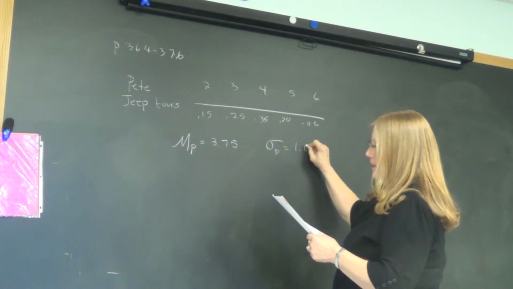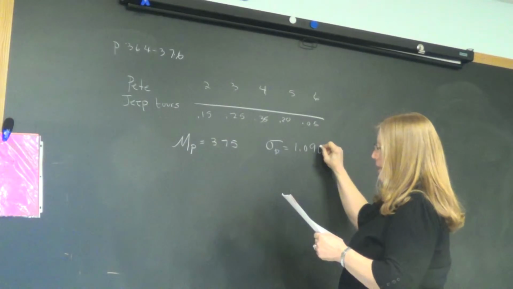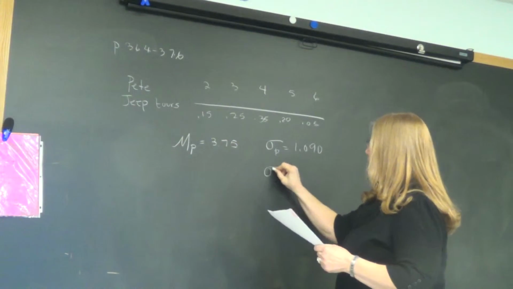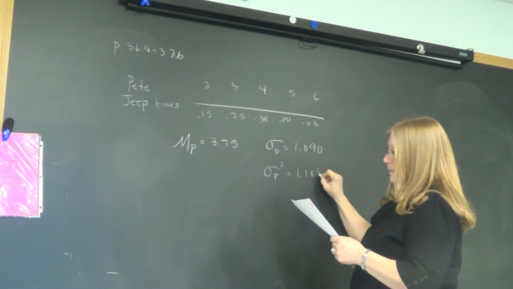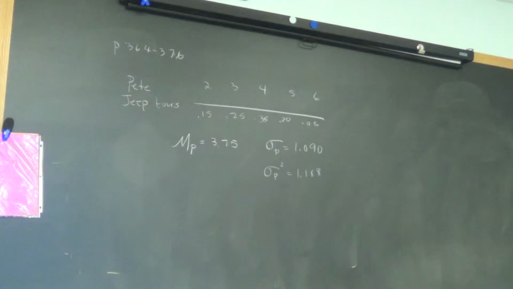The standard deviation is 1.090. And I squared that to get the variance, so I write it with this symbol. So I have all the necessary data there.